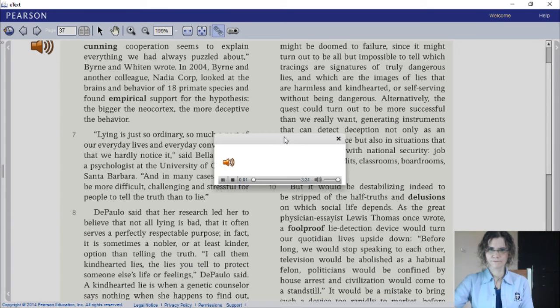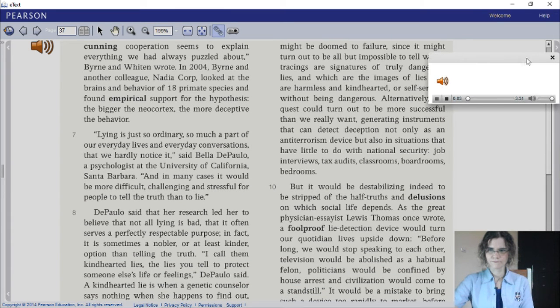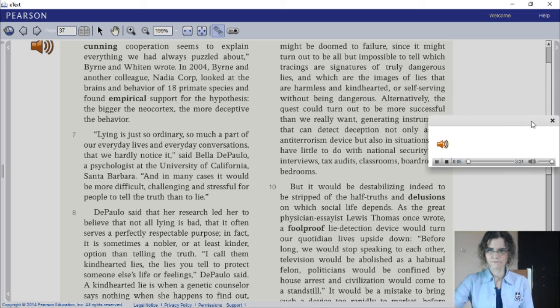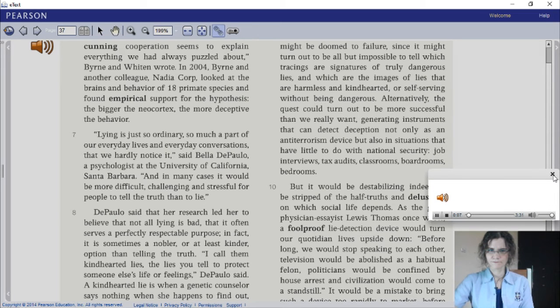In 2004, Byrne and another colleague, Nadia Korp, looked at the brains and behavior of 18 primate species and found empirical support for the hypothesis. The bigger the neocortex, the more deceptive the behavior. Lying is just so ordinary, so much a part of our everyday lives and everyday conversations, that we hardly notice it, said Bella DePaulo, a psychologist at the University of California, Santa Barbara.